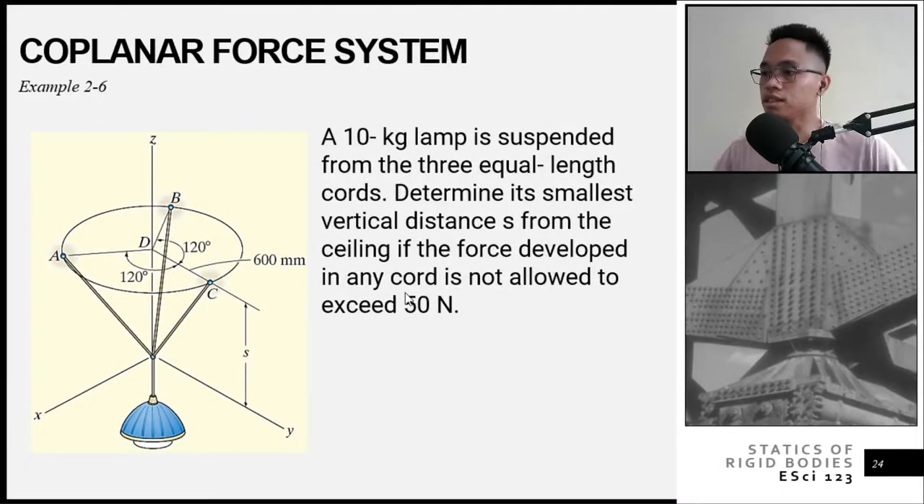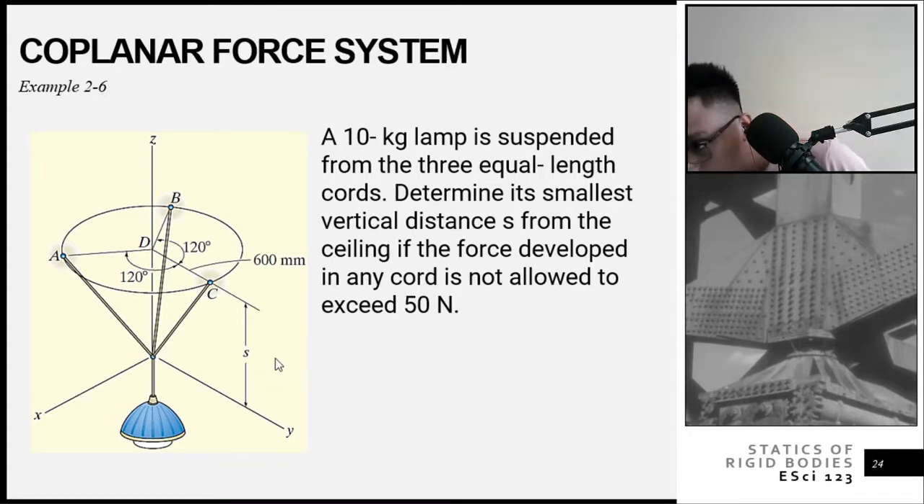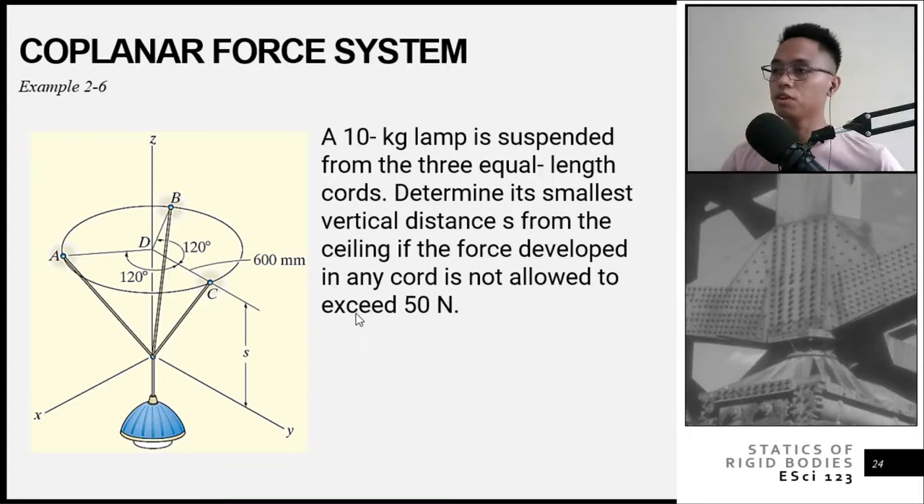So next is a 10 kilogram lamp suspended from three equal length cords. Determine its smallest vertical distance S from the ceiling if the force developed in any cord is not allowed to exceed 50 Newton. Okay, almost the same as in our previous examples where the cable has a limit, meaning it should not go beyond 50 Newton, otherwise it will break. Okay? So let's solve.